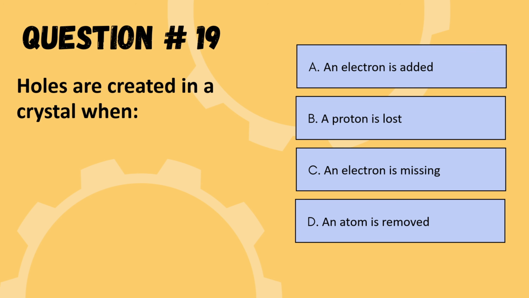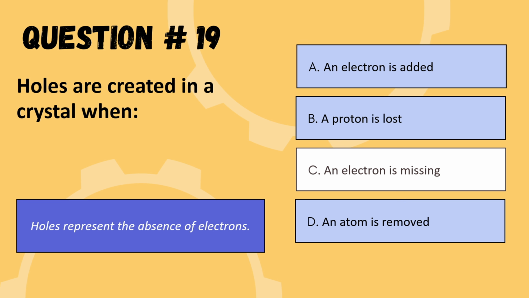Next question is holes are created in a crystal when. Options are an electron is added, a proton is lost, an electron is missing, or an atom is removed. So the correct option is option C, an electron is missing. So we are moving to the next question.